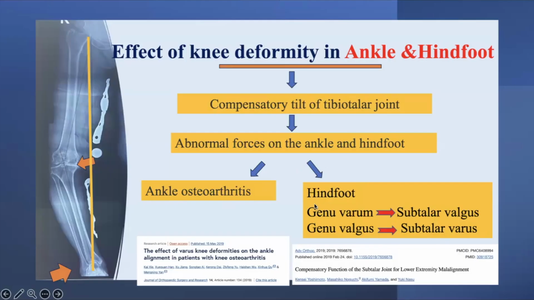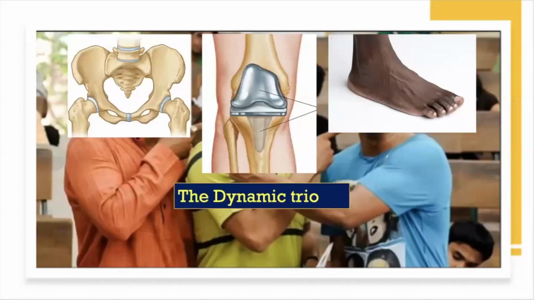If it is persistent, or any abnormal force acts for a long time, or especially in rheumatoid patients, they may land up with ankle osteoarthritis. This is the effect of knee deformity on the ankle and hindfoot. So this is basically a dynamic trio. We all know that one joint will affect the other joint. This is the overall overview of how it affects the other joint.